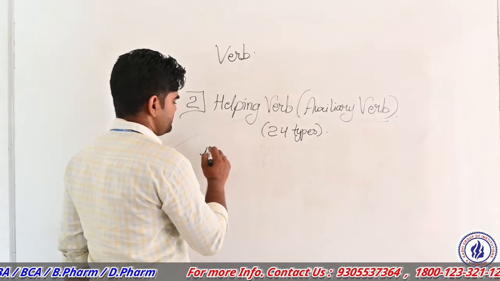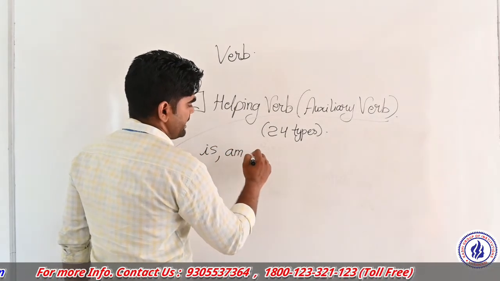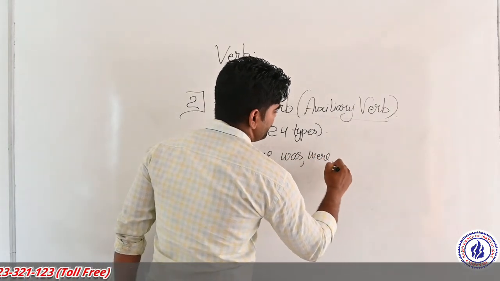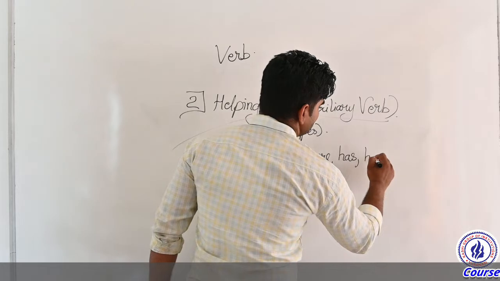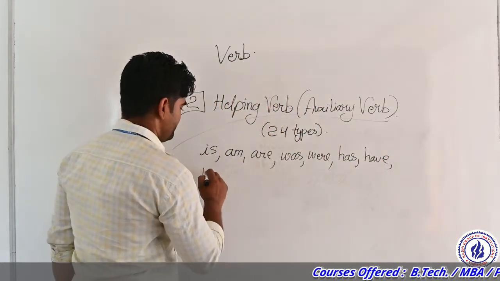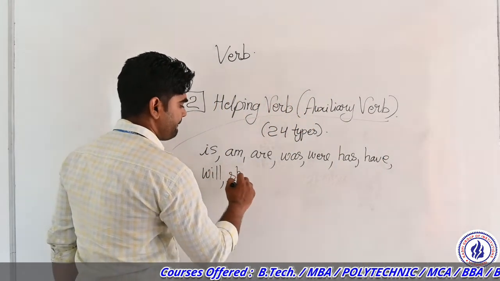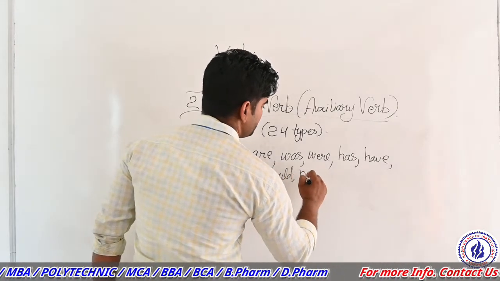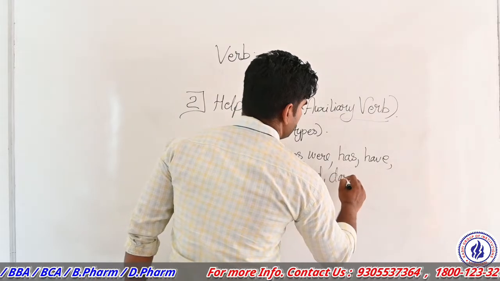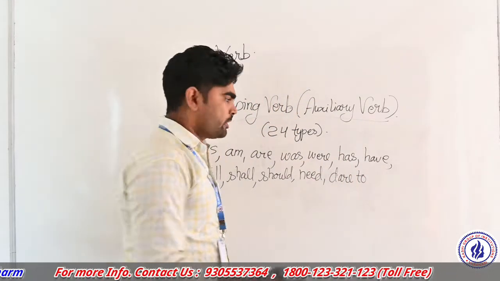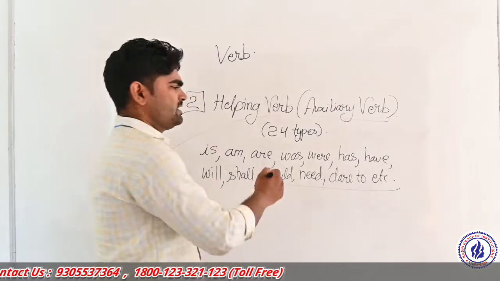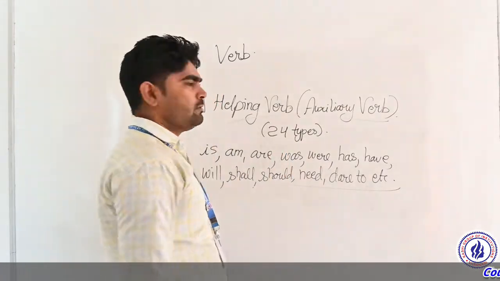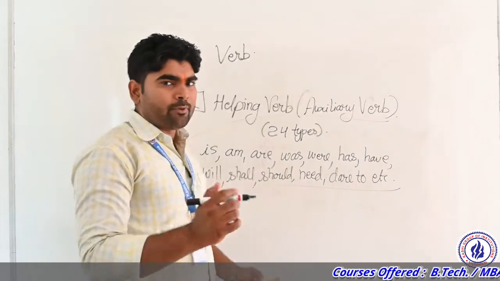For example: is, am, are, was, were, has, have, will, shall, should, need, dare to, etc. There are many more words. Okay, so these are a few examples of helping verbs. Now we will see with the help of an example.